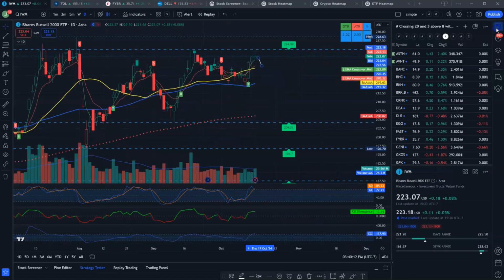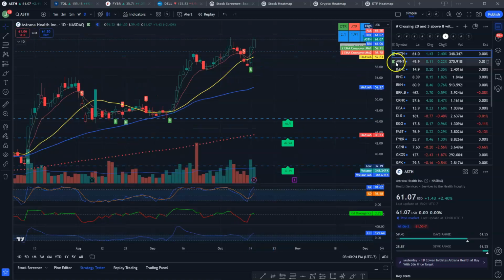Let's go through a few stocks now to show you the 3-8 cross and crossing the 20 at the same time. This is a scan that I have. Here is ASTH, and again, it was on Monday. It had crossed, so it was a buy the next day. As you can see, it had high volume, almost twice the average volume.